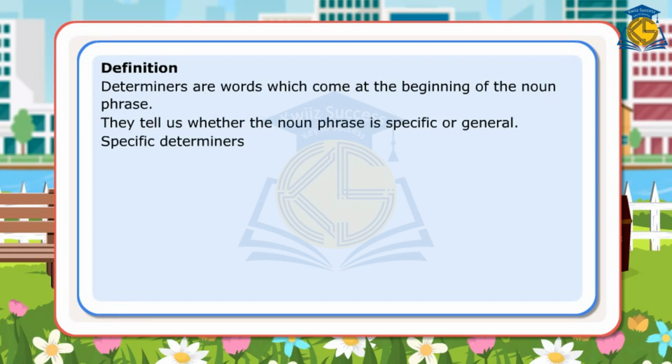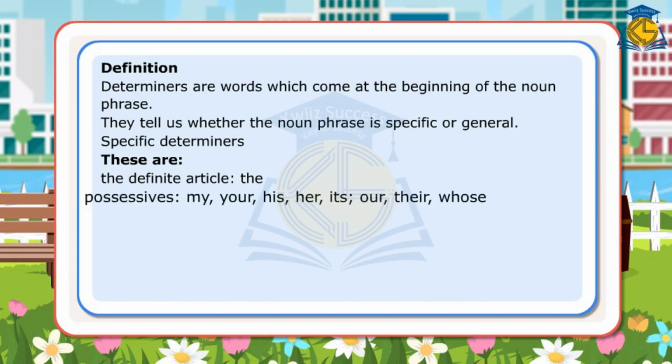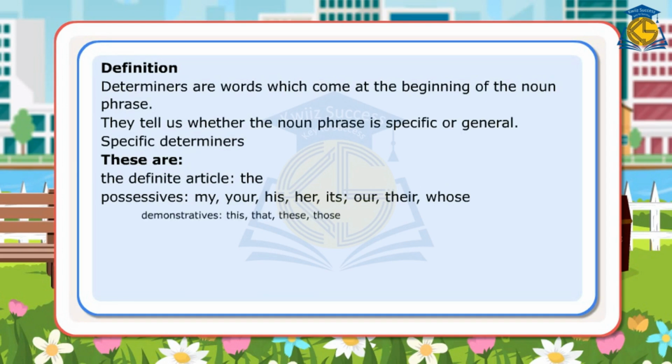Specific determiners. These are the definite article, the; possessives: my, your, his, her, its, our, their, whose; demonstratives: this, that, these, those; interrogatives: which.